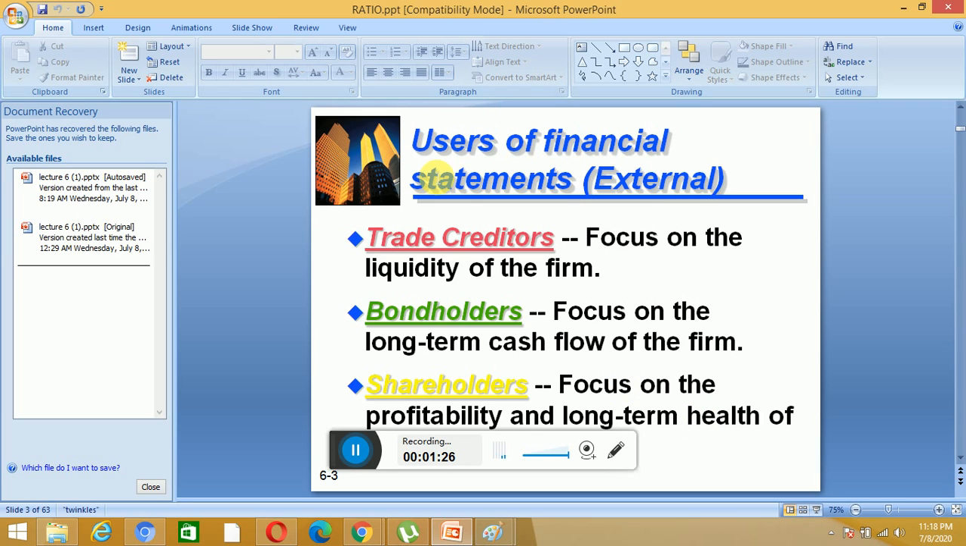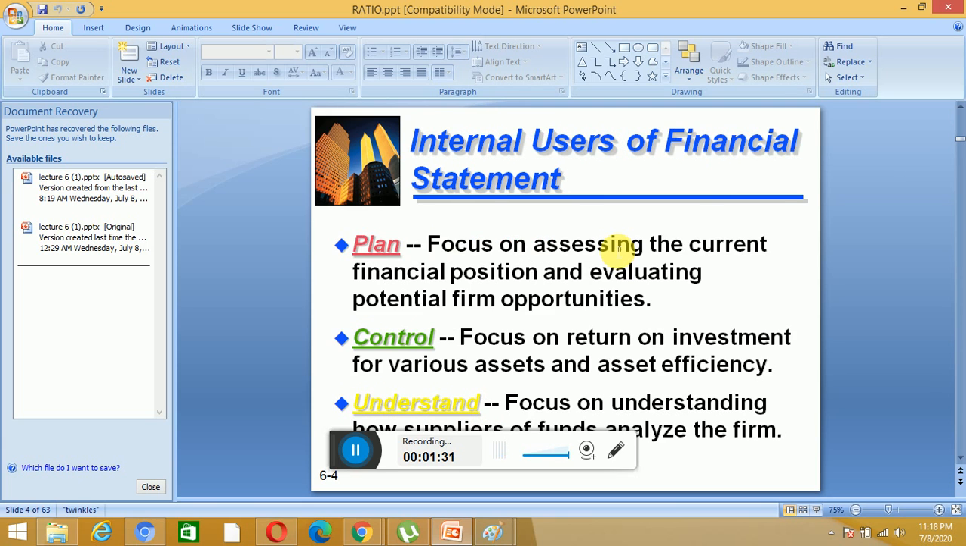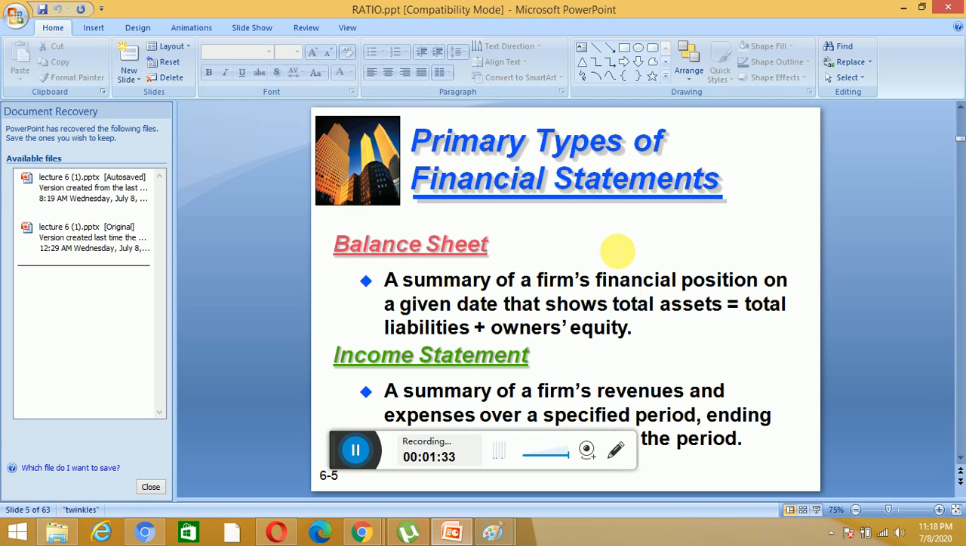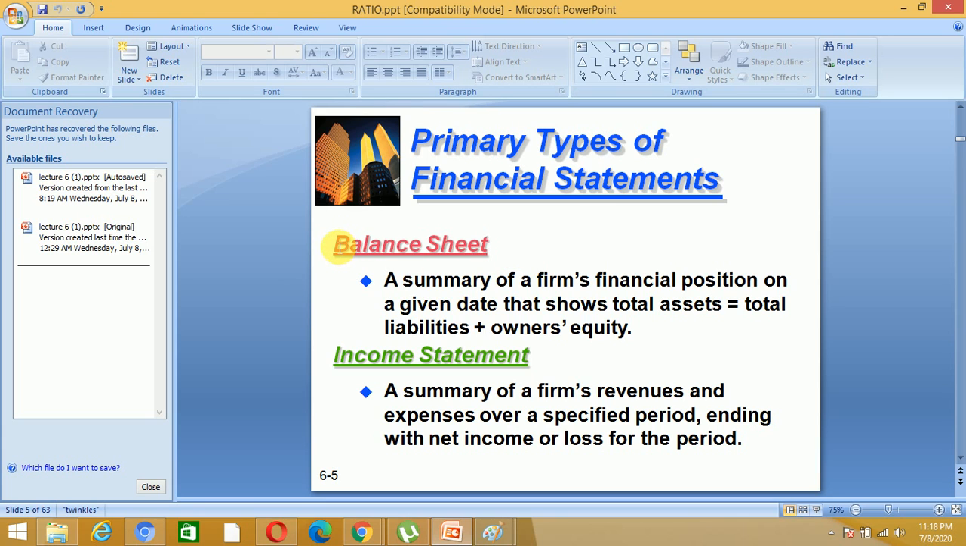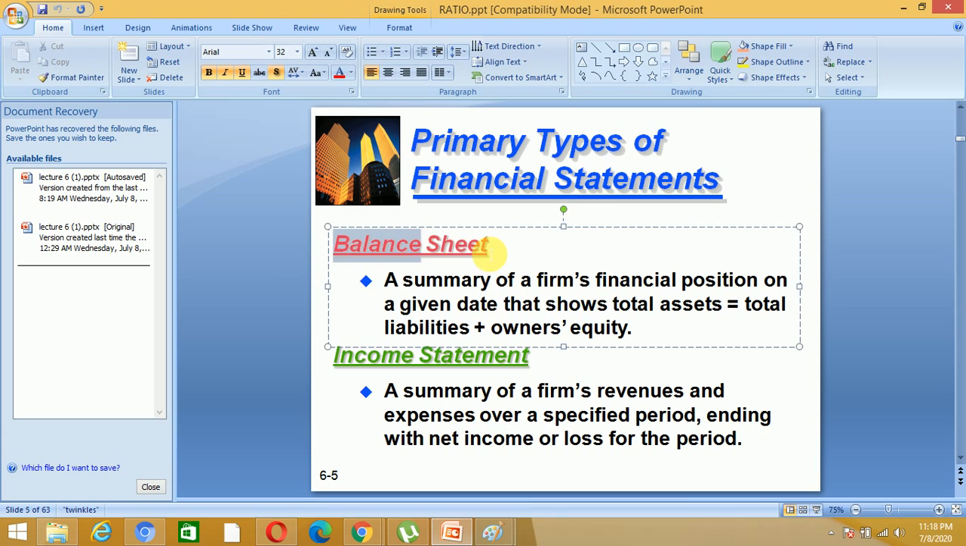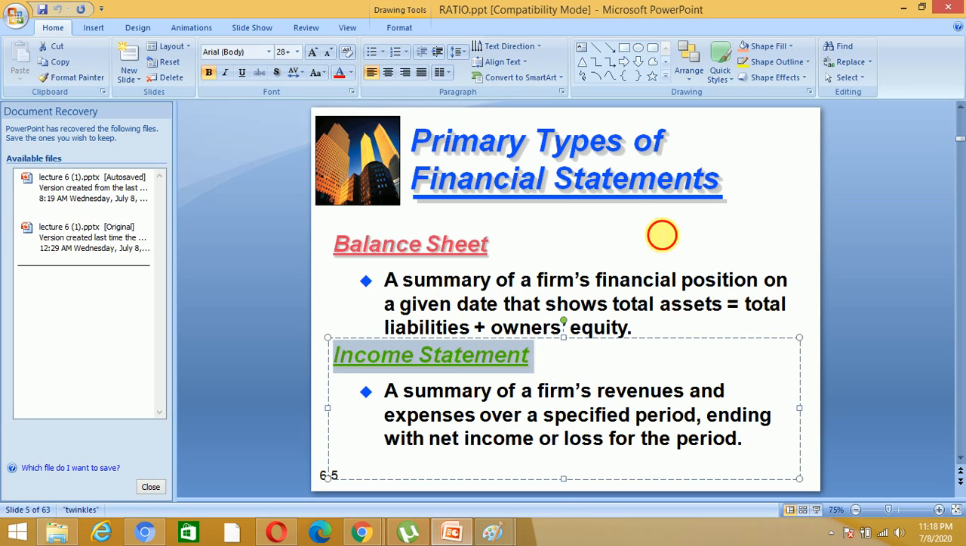Now, users of financial statements. First of all, before that, what are the main types of financial statements? There are two types of financial statements. We are talking about primary types of financial statements. Basically, there are four financial statements, but in analysis, our main focus is on the balance sheet and income statement.